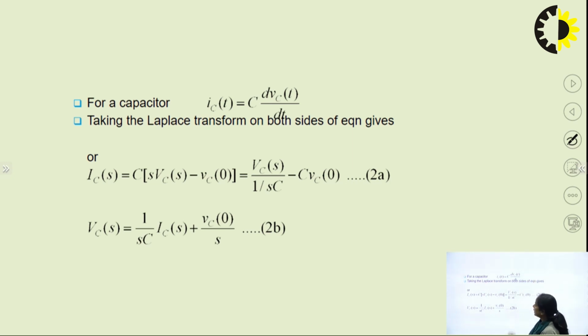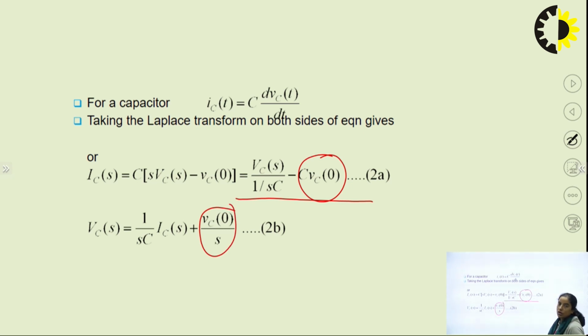So if you apply the Laplace transform on both sides, you will have ICS equal to VCS divided by 1 upon sC, minus this term, which is for the initial voltage. So here it is representing the initial condition. Now you need to draw the equivalent circuit to represent these equations.